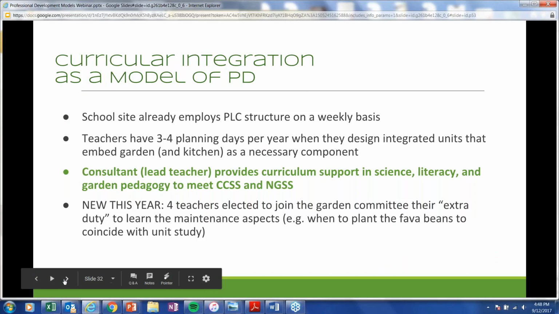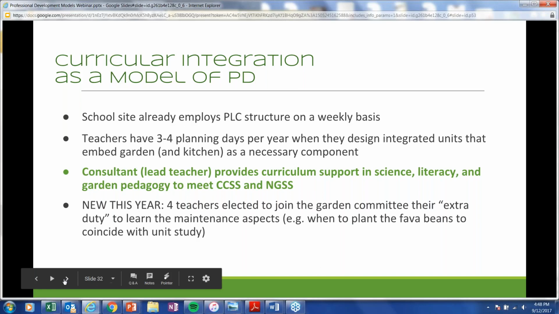Once the garden was installed, or developed, we had really surefire ways to continue using that garden. This is what I would refer to as a curricular integration model of professional development. So it works successfully because of some of the characteristics that already exist within the program. For example, the school site already uses a professional learning community structure on a weekly basis.